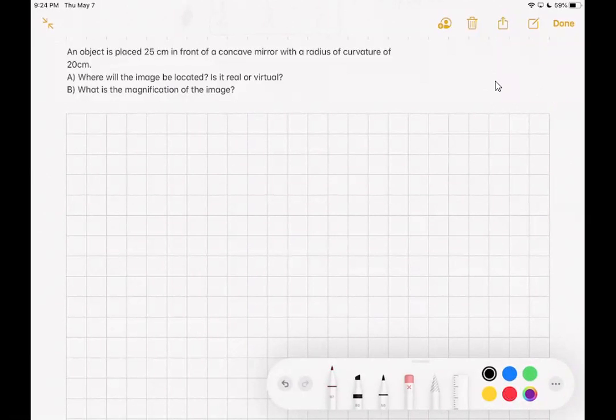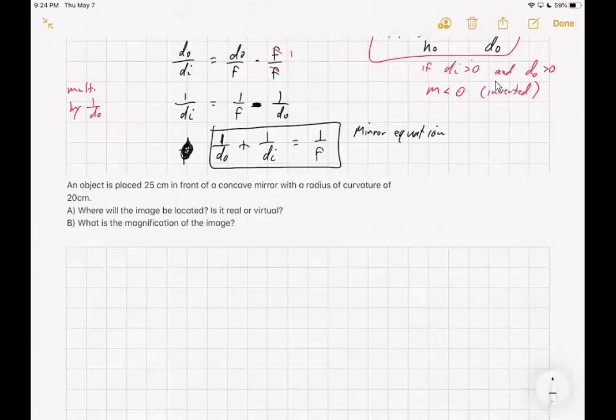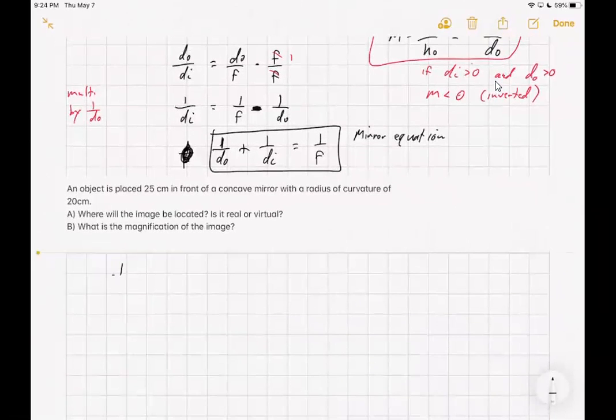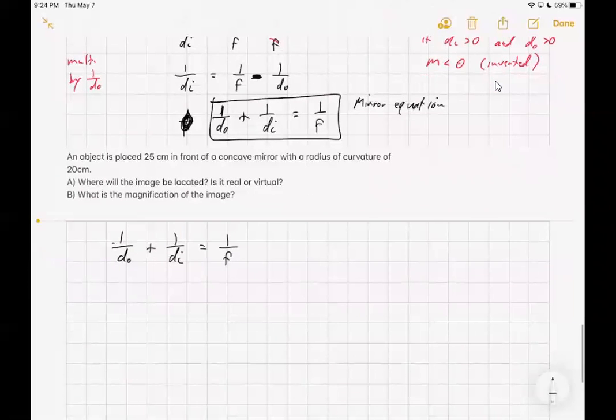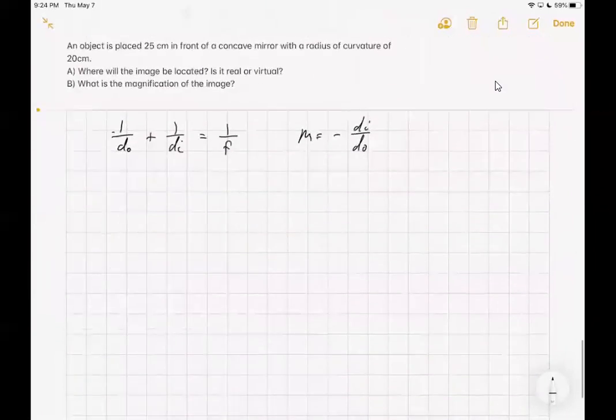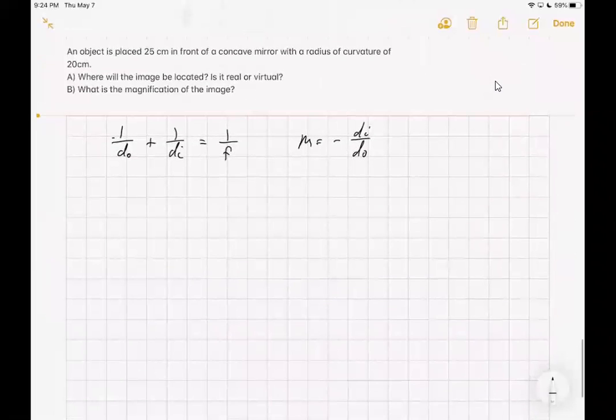So from the last video, we had learned that 1 over dO plus 1 over dI is equal to 1 over F. And we also know that the magnification is negative dI over dO. So those were the mirror equations we had found in the last video.